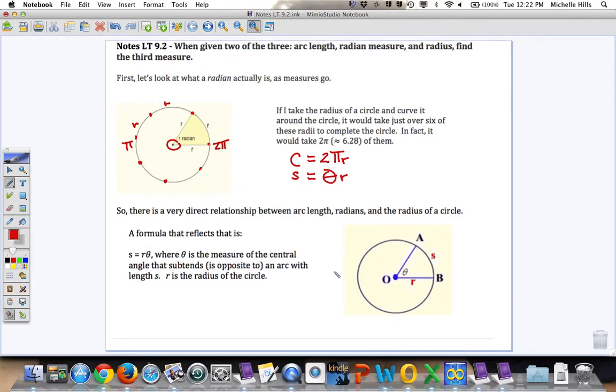This is the formula we're going to use. The arc length is equal to the angle measure of the central angle that subtends that arc, meaning is opposite to the arc, times the radius of the circle. So arc length equals radians times the radius of the circle.